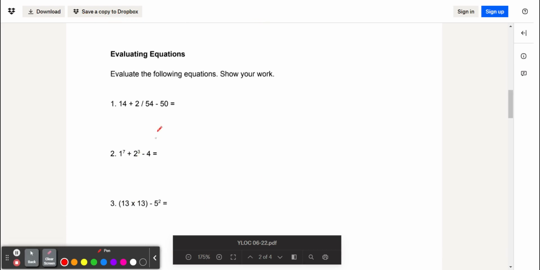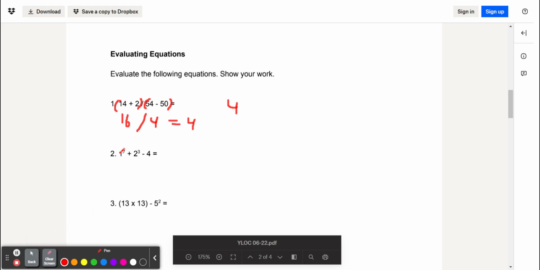For our next set of problems, we have evaluating equations, where we will have to find the answer to these equations. So this first problem, it's missing parentheses. There's supposed to be parentheses here and parentheses here. So when there are parentheses, we have to do what's inside the parentheses first. So 14 plus 2, that's 16, and 54 minus 50, that's 4. And then don't forget the division sign in between. 16 divided by 4 is equal to 4, so 4 is our answer.